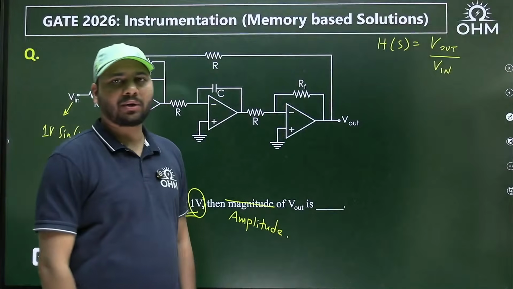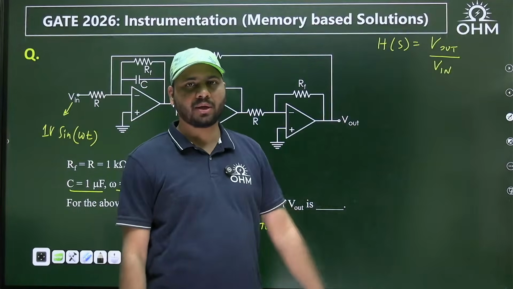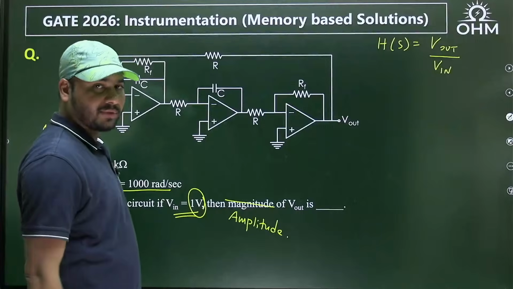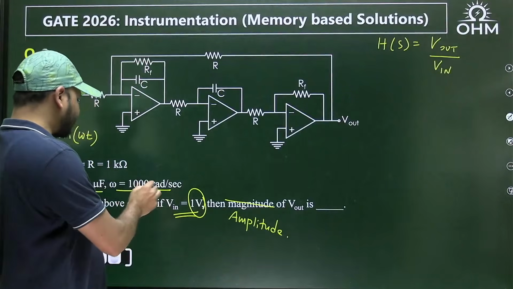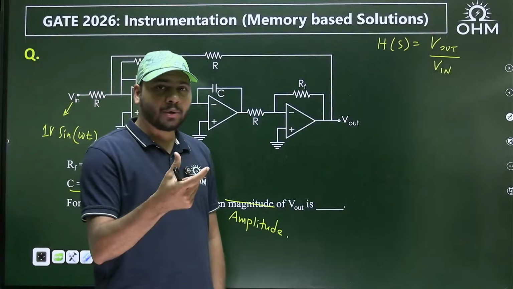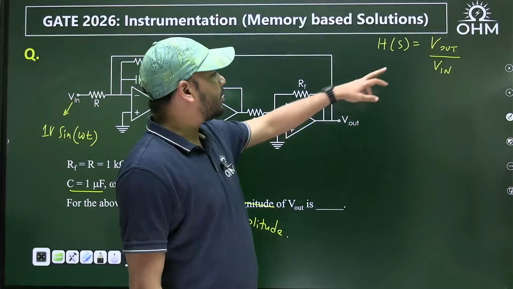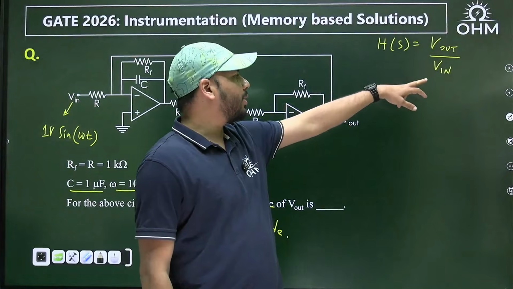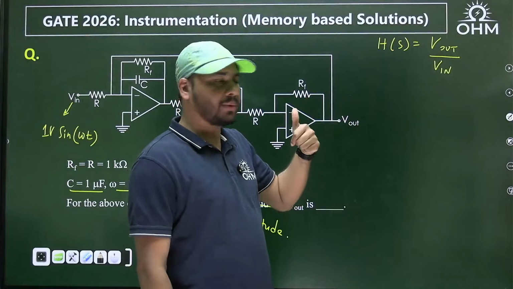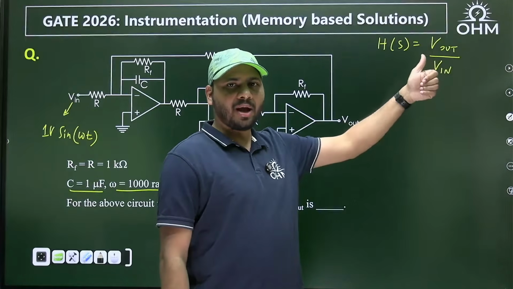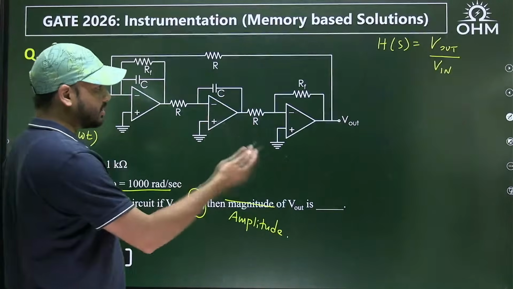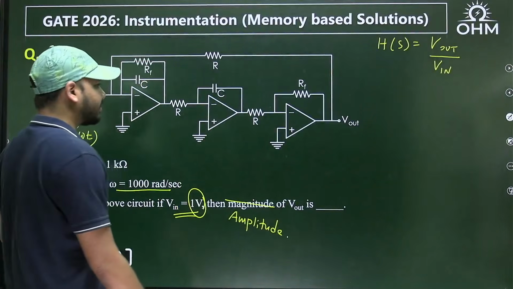So after finding the transfer function, you have to substitute S equal to J omega. Then it becomes capital H of J omega. And then omega is what? 1000 radians per second. And then you should find the magnitude of the transfer function. Now the amplitude of V out will be what? Magnitude of the transfer function at that input frequency times the amplitude of the input. What is the amplitude of the input? It is 1. So it's all about finding the transfer function.